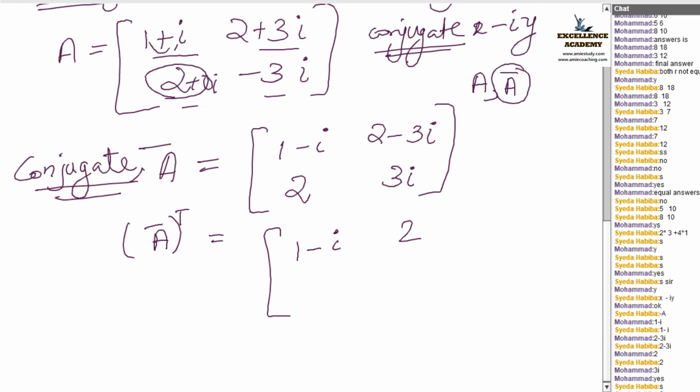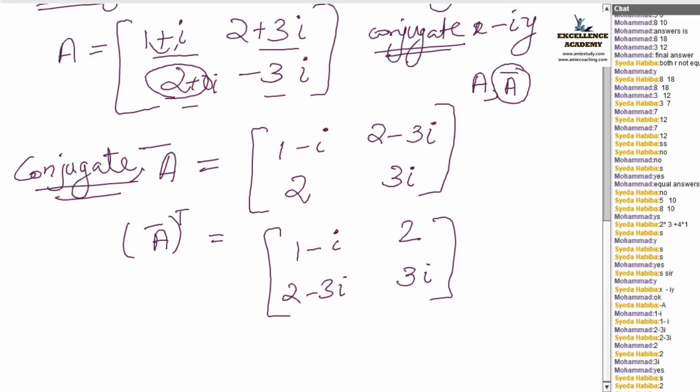1 minus I, 2 minus 3I, 3I. Am I right? 1 minus I, 2 minus 3I, 3I. So this can be represented by A star. Please listen. First we have written A, then you write A bar. A bar means conjugate. The transpose of conjugate, that is what is meant by A star.